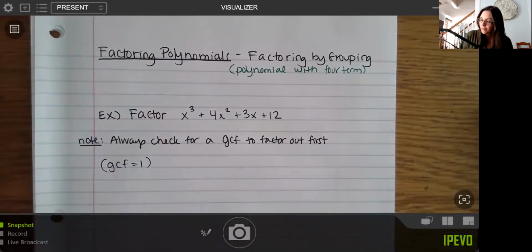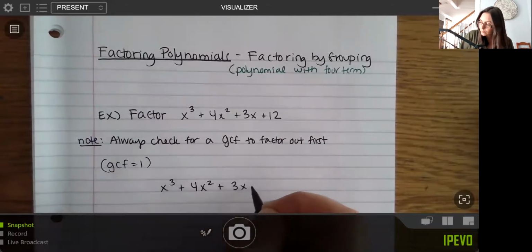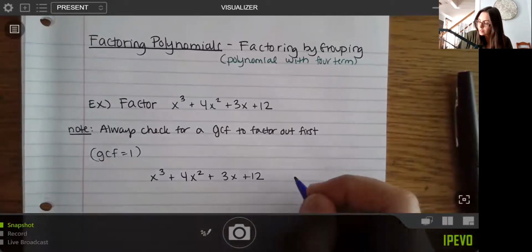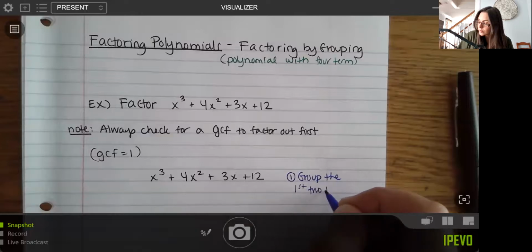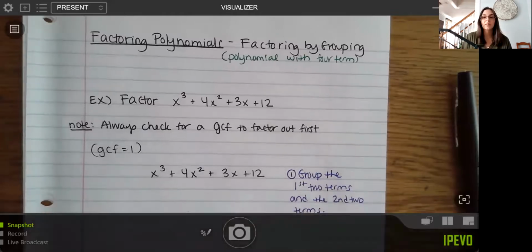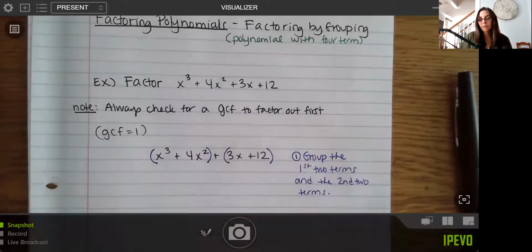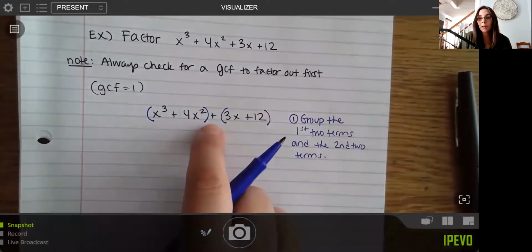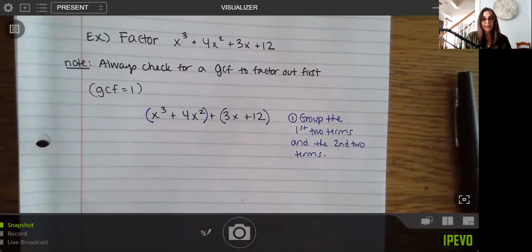Okay. So for factoring by grouping, your first step is you're going to group the first 2 terms and the second 2 terms together. So for instance, I'm going to put grouping symbols around the first 2 terms and then also around the second 2 terms. Now, when you do this, you do want to have a plus sign in the middle. If you have a subtraction sign, I'll do an example of that in a minute. We're going to fix it and use adding a negative instead. But you really just want to have that plus sign. It makes things a lot easier. So that's your first step.